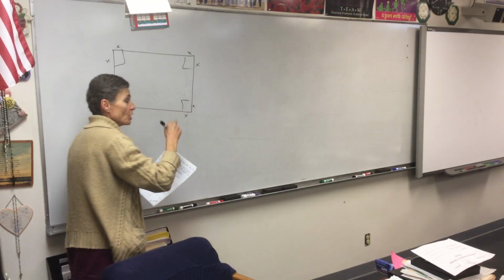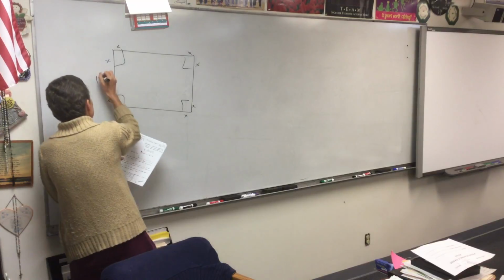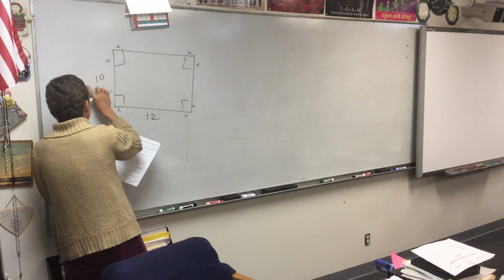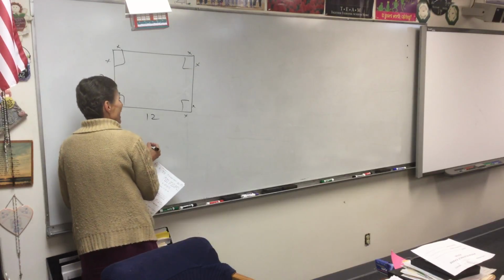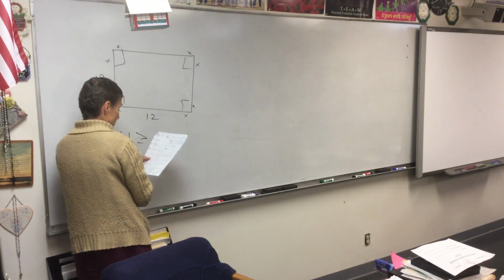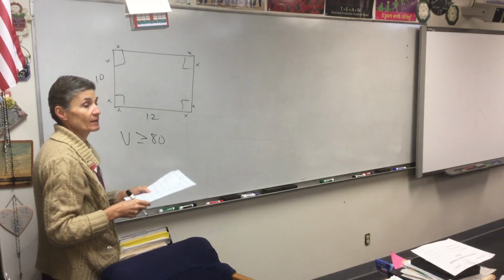But this problem shows up all the time in all kinds of calculus books. The book or the paper is 10 by 12, and the volume must be at least 80. So we want to find the size of the cutouts.